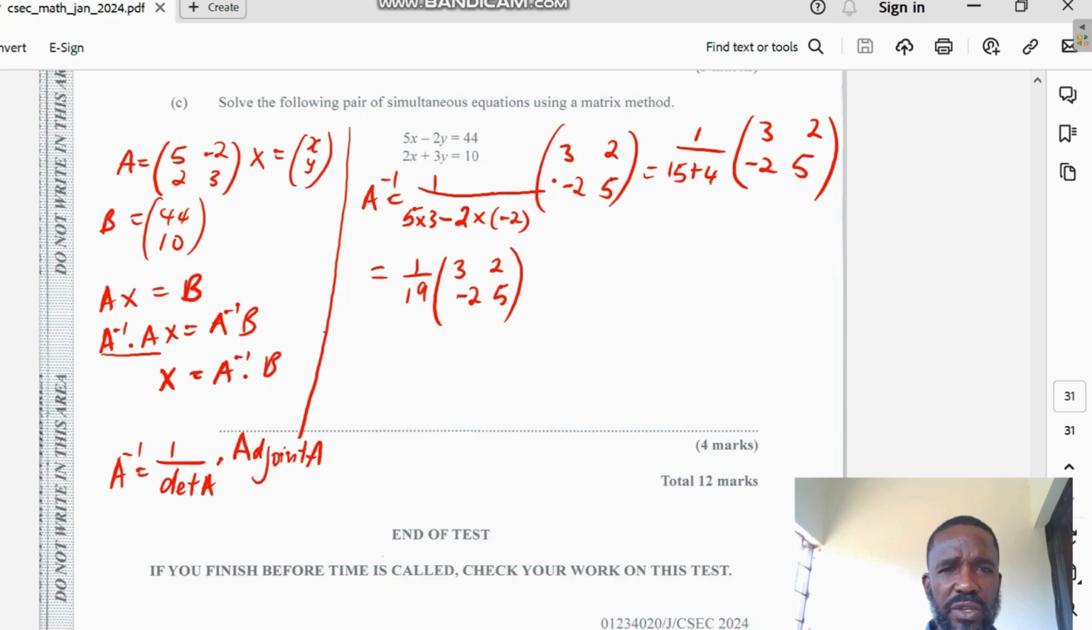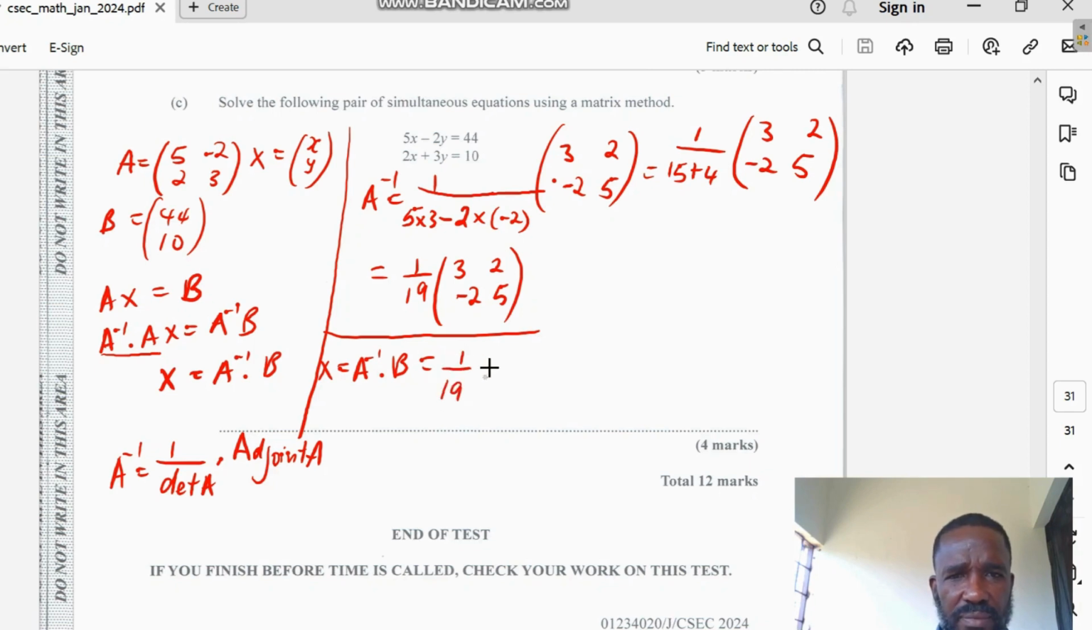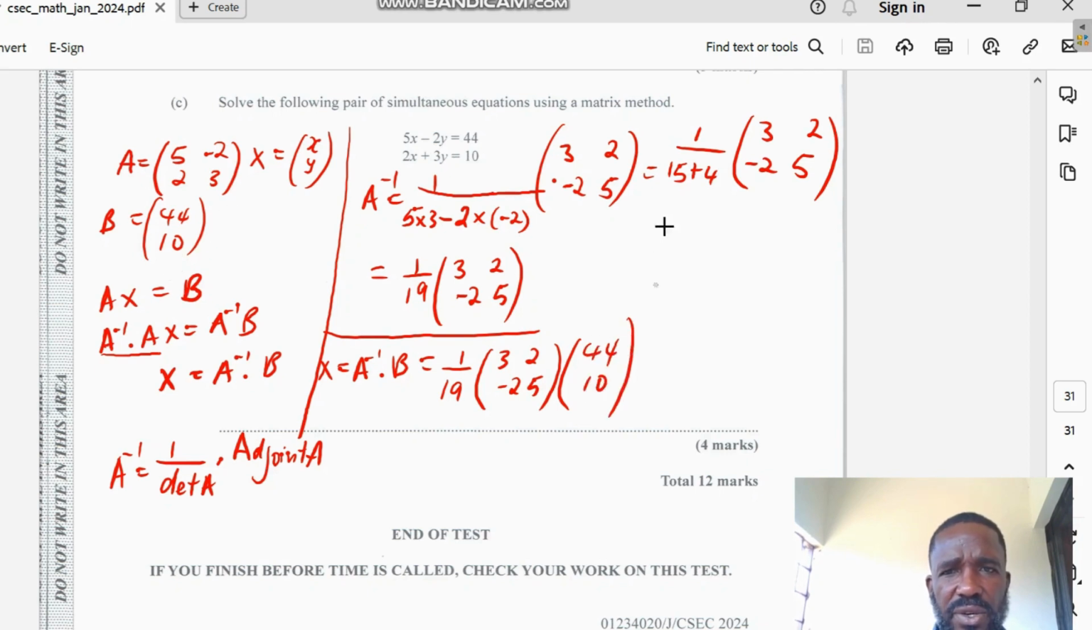So what we now need to do is to multiply A inverse times B, because X is equal to A inverse times B. So it's 1 over 19 times 3, 2, -2, 5 multiplied by B, and B is equal to 44 and 10. Let us just multiply the matrix first.